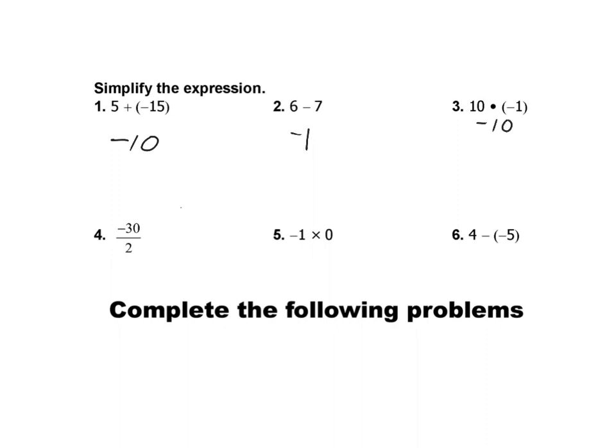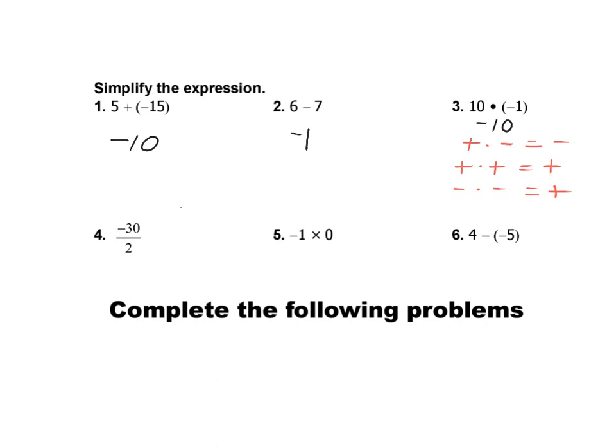Just in case you forgot, I'll use a different color here. If you have a positive number times a negative number, you get a negative number. If you have a positive number times a positive number, you get, of course, a positive number. And then a negative number times a negative number, what am I going to get? A positive number. So definitely keep that in mind.